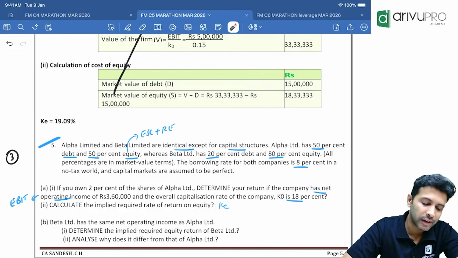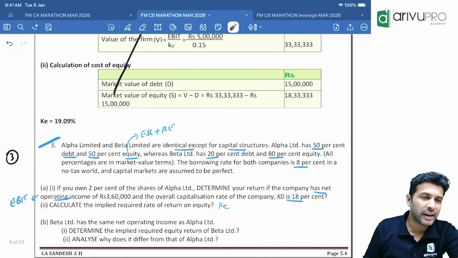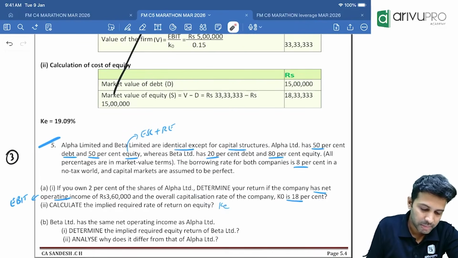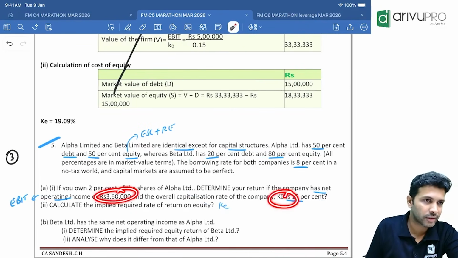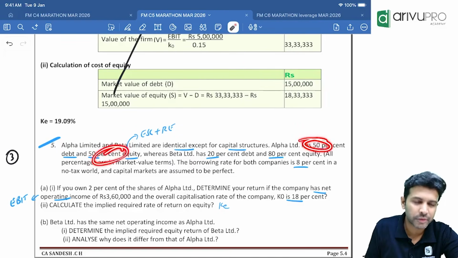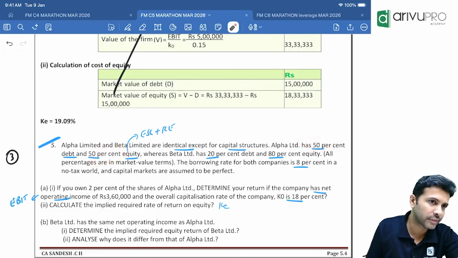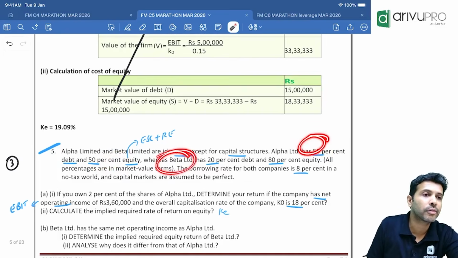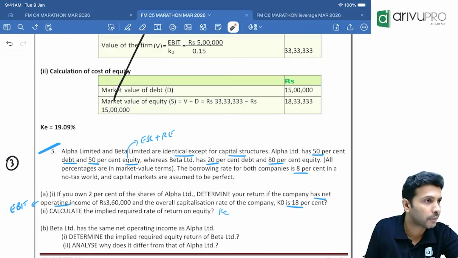First, how do you get the value of the firm? EBIT by Ko. Here EBIT is given, Ko is given, so you can find the value of the firm. Then the value of the firm has one more formula: S plus D. Here, do you know the composition? 50% equity, 50% debt. S you can find, D you can find. 50% of value is equity, and 50% of the value of the firm is debt for Alpha.